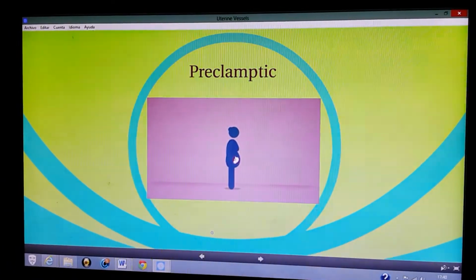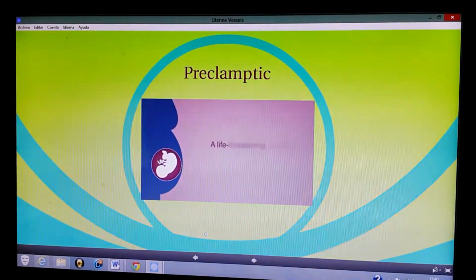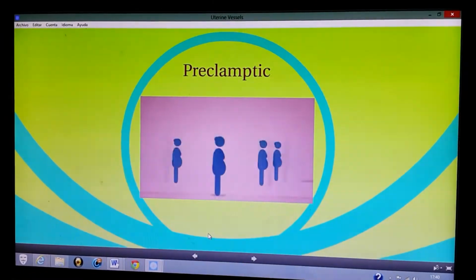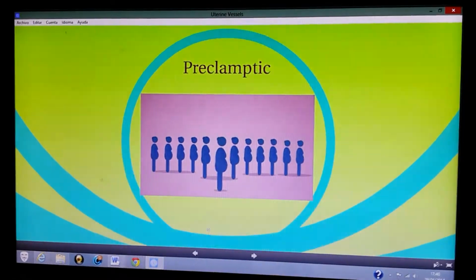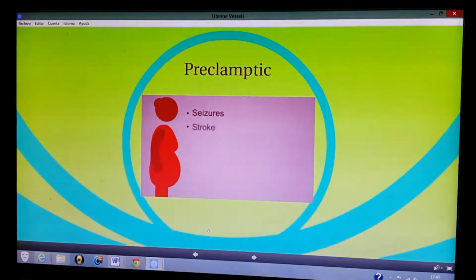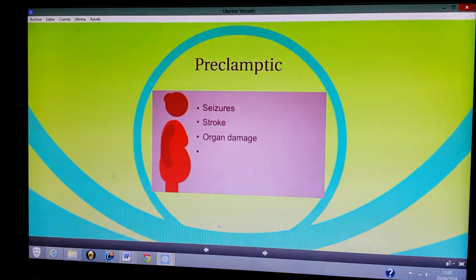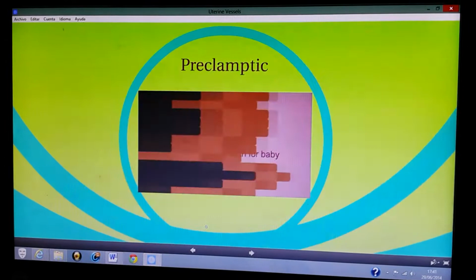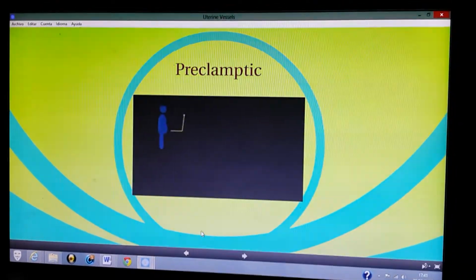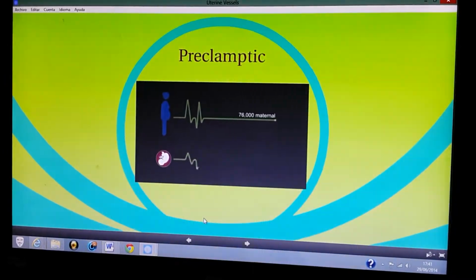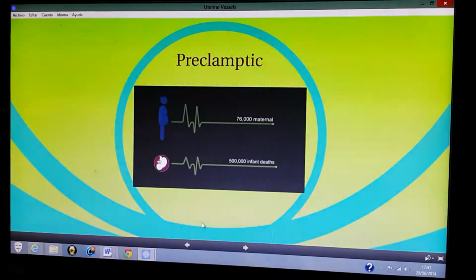If you're pregnant, you and your baby are at risk for a life-threatening condition called preeclampsia. Preeclampsia affects 1 of every 12 pregnancies and can cause seizures, stroke, and organ damage for mom and premature birth of the baby. Both mom and baby could die. Globally, preeclampsia and related disorders are responsible for 76,000 maternal and 500,000 infant deaths each year.